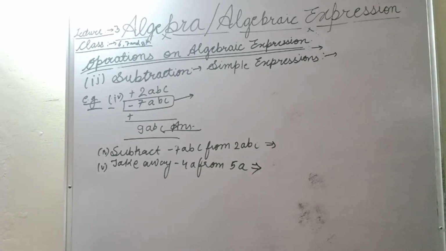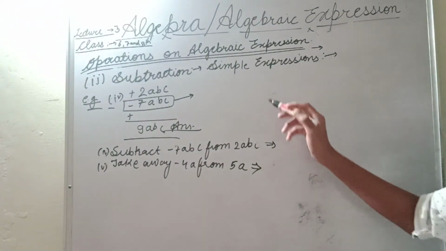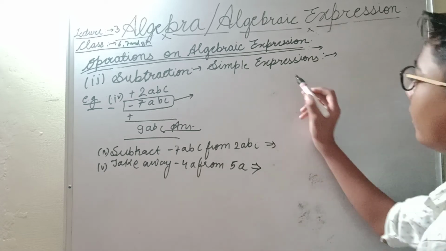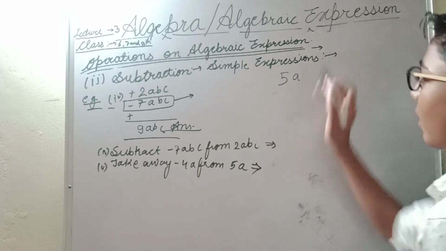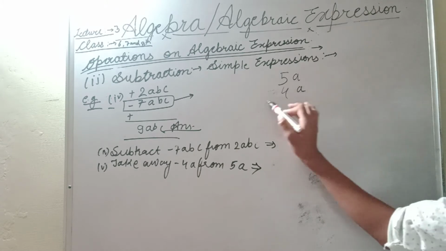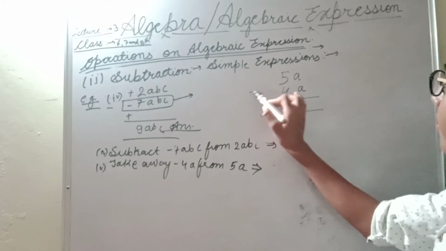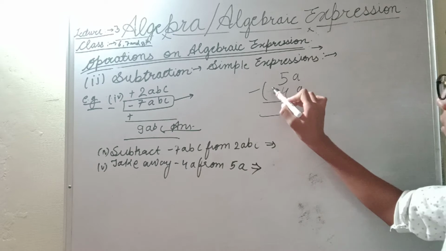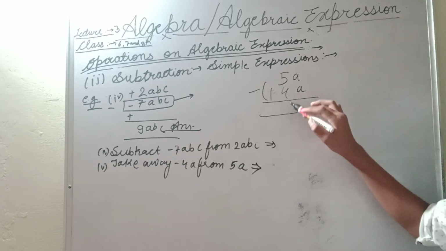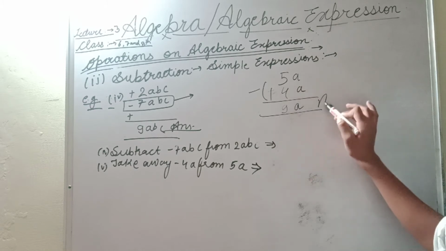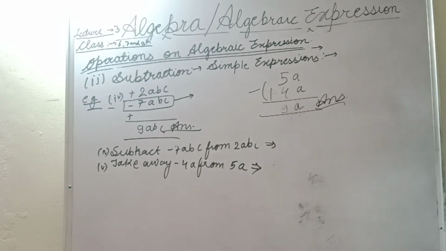And next, take away minus 4a from 5a. 5a, and minus 4a. Minus minus, plus, we get plus. 5 and 4, 9, and a. We get 9a as the answer.